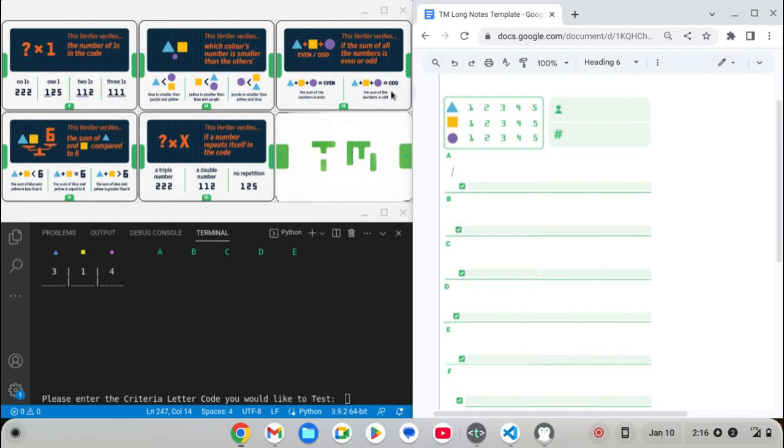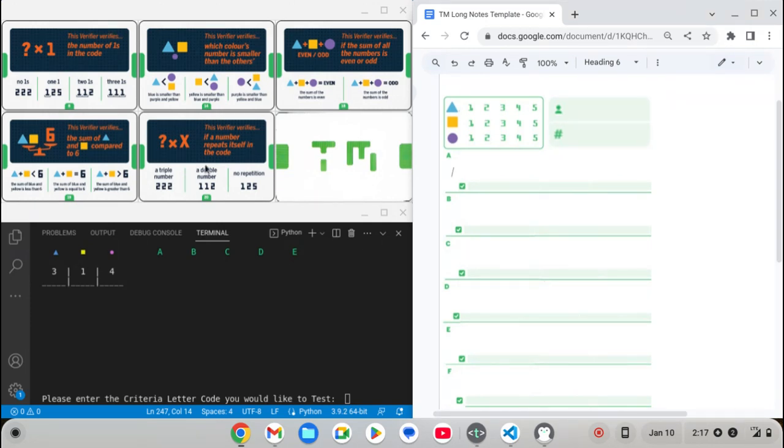Criteria card D will take a look at our first 2 digits, triangle and square, add them together, and compare the sum to the number 6. So should the sum be less than 6? Should it be equal to 6? Or should the sum be greater than 6?